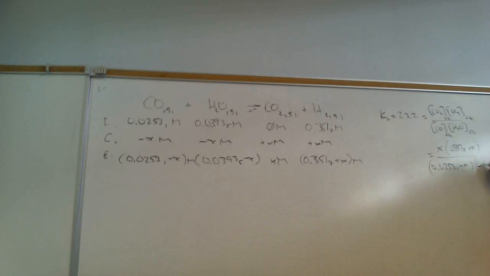And 0.03935 minus x. All right. We can just go ahead and do the simplifying assumption. Well, why not? Do the simplifying assumption, SA, right? K is too small. Well, let's just try it. So this is going to equal x times 0.3517 divided by 0.02531 times 0.03935.